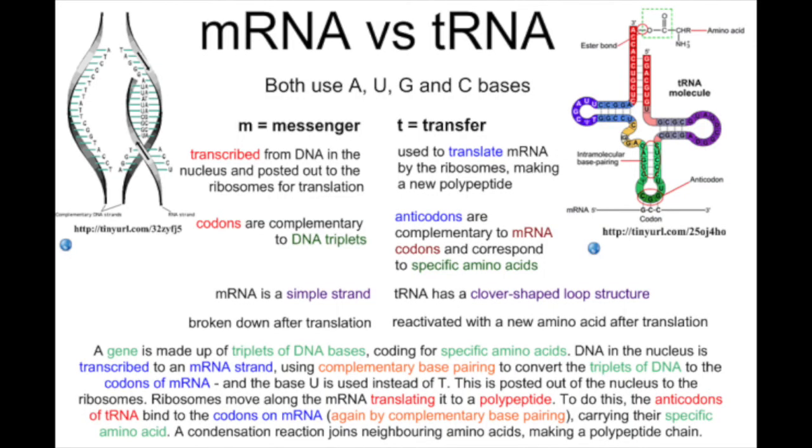RNA is a family of large biological molecules that perform multiple vital roles in coding, decoding, regulation, and expression of genes. Messenger RNA, or mRNA, is the RNA that carries information from DNA to the ribosome. Transfer RNA, or tRNA, molecules deliver amino acids to the ribosome.